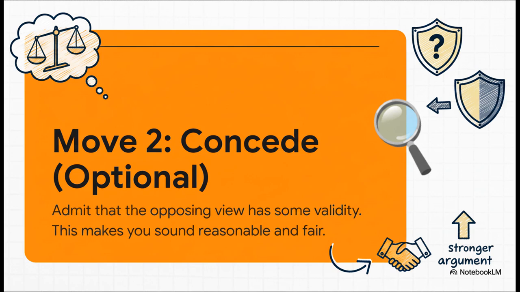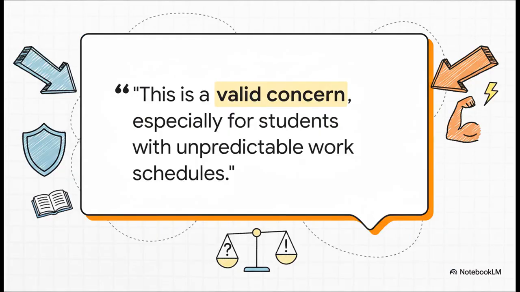Now, move number two is technically optional, but wow, is it effective. This is where you concede. You find one little piece of their argument that you can actually agree with. Admitting their point has some validity makes you sound so reasonable, and it builds a ton of trust with your reader. For example, you could say something just like this. See, you're not giving up your whole argument. You're just tipping your hat to a specific, valid point they have. And that fairness makes your reader much more willing to hear what you're going to say next.